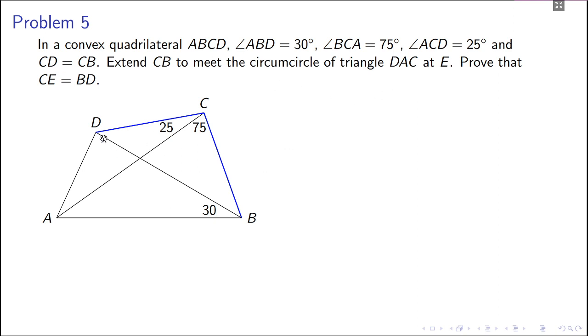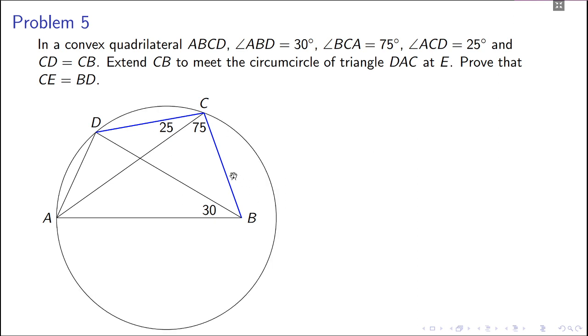So you draw the circumcircle of DAC. You draw it and extend CB to meet it at E. So you extend it to E. And then it says prove that CE equals BD. So this line CE is equal to BD. Since I've drawn a red over the blue, this has become violet. Anyways, this line CE is equal to BD. This one. That's what you have to prove.